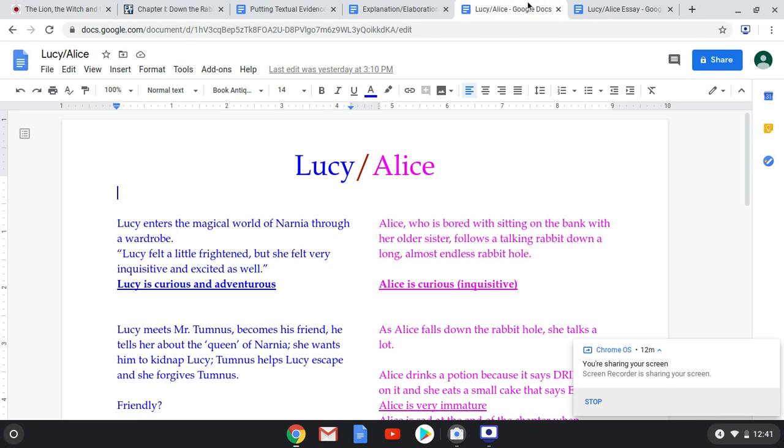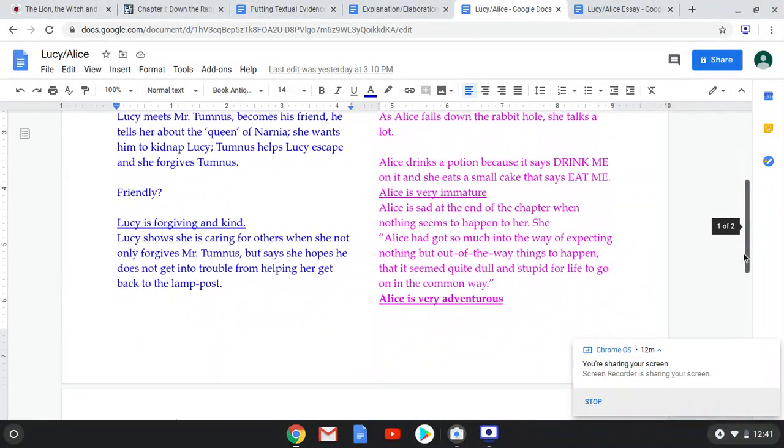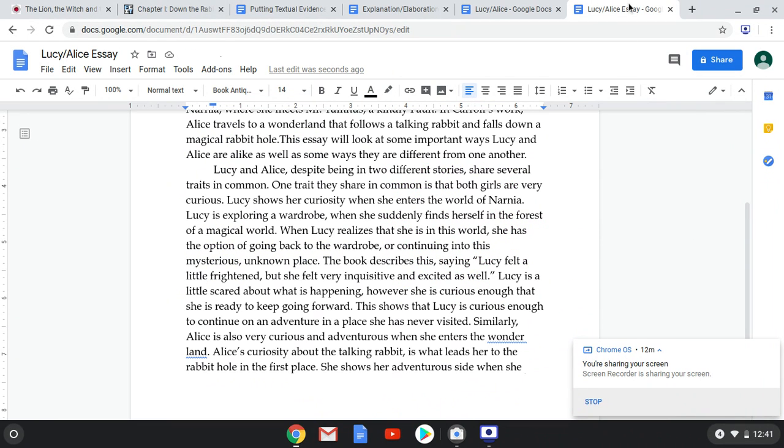when she, let me look back at my chart. Let's see. She shows her adventurous side when she continues going through the challenges. There we go. The challenges she faces in exploring this strange place.